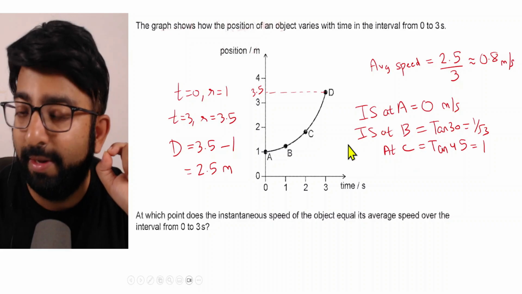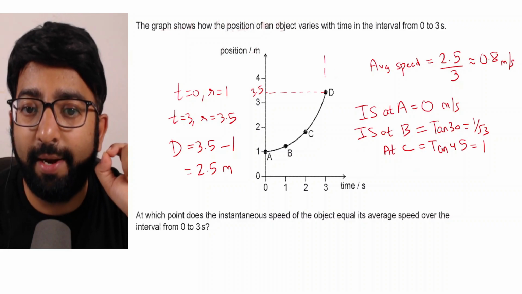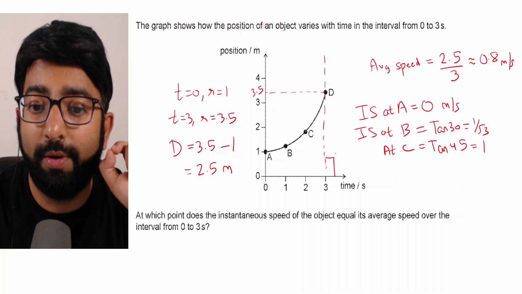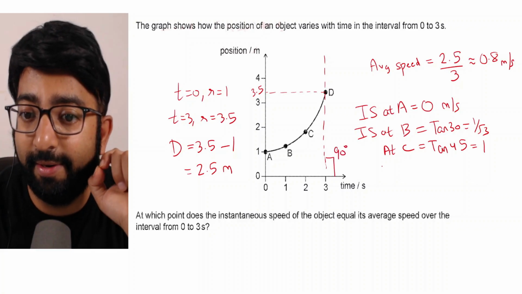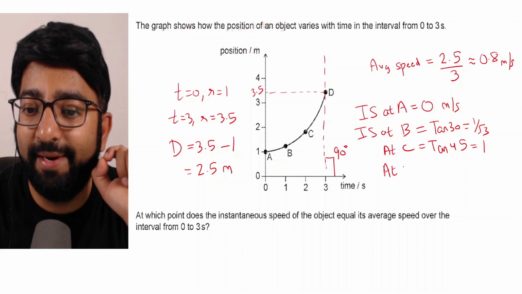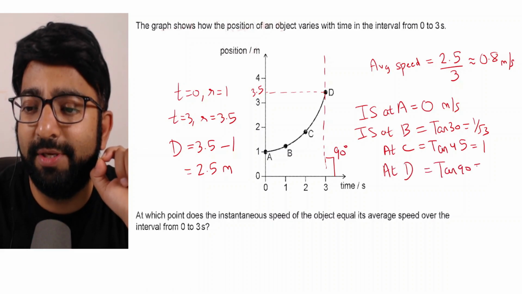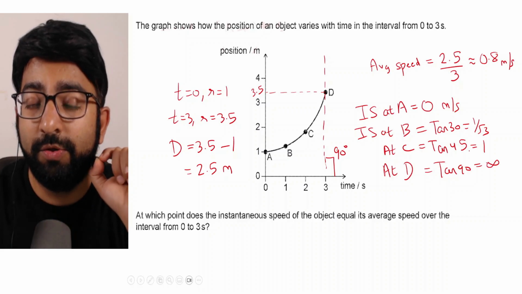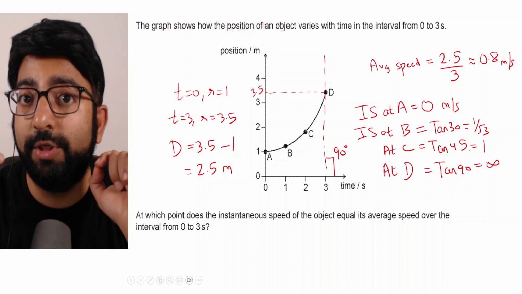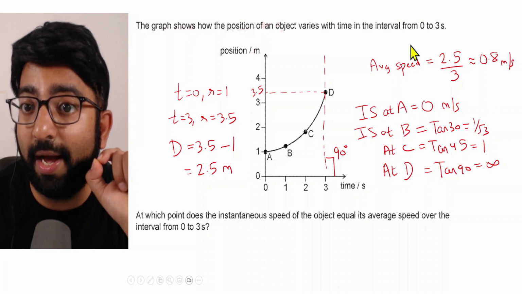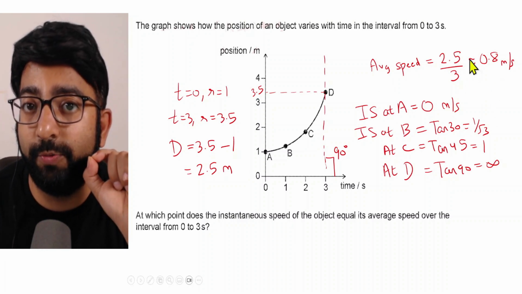At the point D, if we try to draw a tangent, that tangent will be perpendicular to the time axis, like we saw earlier. So since the angle is 90 degrees, we can write instantaneous speed at the point D will be tan 90, which is infinite or not defined. So all we need to check is at which points out of A, B, C, D, the instantaneous speed is close to the average speed, which was 0.8 meters per second.